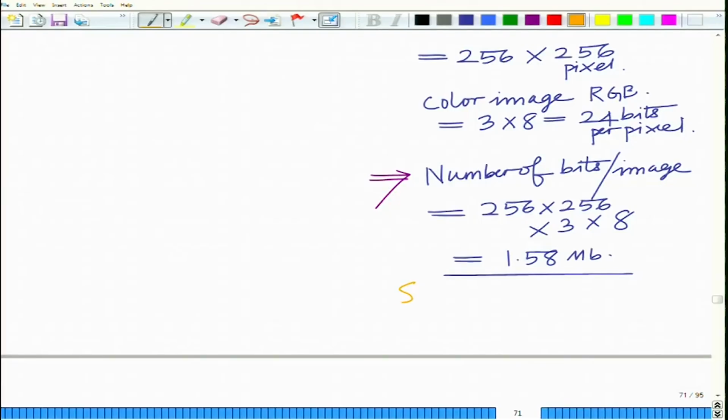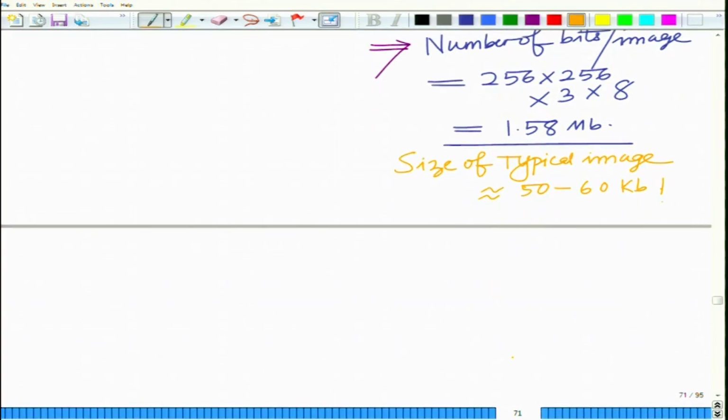However, if you look at the size of a typical image on your phone or your computer, the size of a typical image file would be around 30 to 40 KB, or at most 50 to 60 KB only. Now, where is the difference coming from? From 1.5 MB you are coming to 50 to 60 KB. What is happening to this huge size?